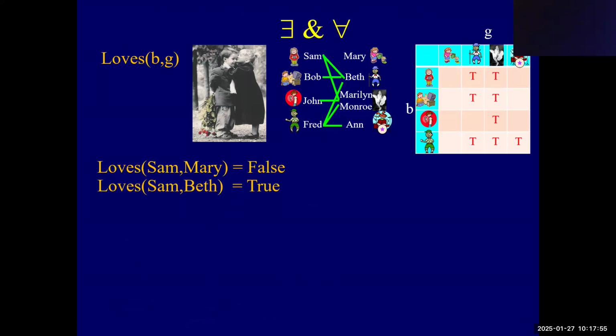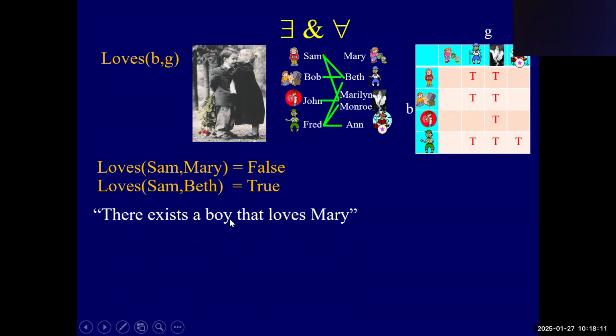And if you don't know these symbols, learn them right now, right? Backwards E is exists, and for all has an A in it. It's an upside down A, all right? So if we want to say there exists a boy that loves Mary, then we say there exists a boy B such that B loves Mary, right? Holler if you're not getting this.